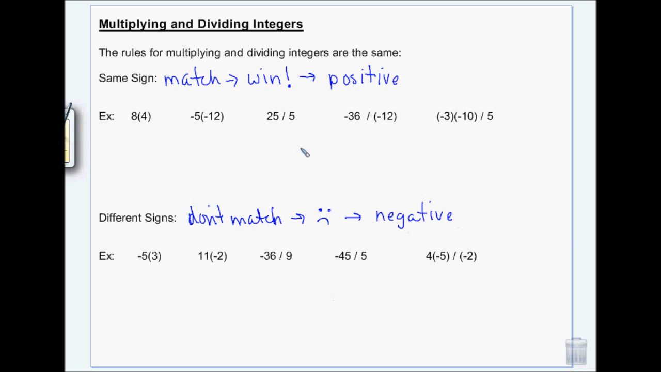Okay. So, 2 positives, that's easy. You guys have that down. You've been doing that forever. Okay, 2 negatives. Because I'm multiplying, 2 negatives make a positive. 2 positives, no problem. 2 negatives make a positive. Here I have 2 negatives, that gives me a positive, divided by a positive, which gives me a positive.